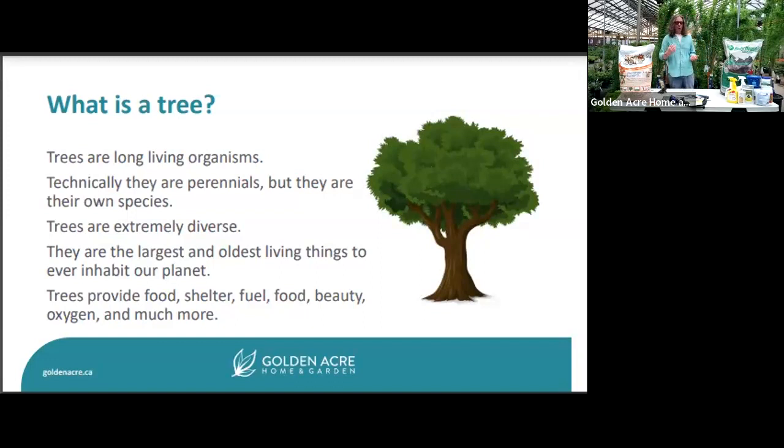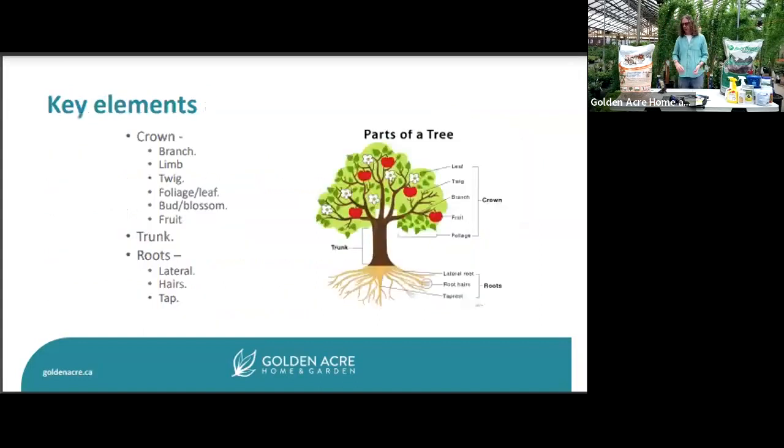So when we talk about a tree, or even a shrub, there are key elements we have to look at. We're going to start from the ground and come up. And the ground are the roots. The roots are essential. It's what stabilizes the tree. It's what locks it into the ground. They act as anchors. They act as support so it doesn't fall over in the wind. But they're also essential for the uptake of water and nutrients so that the tree can undergo photosynthesis.